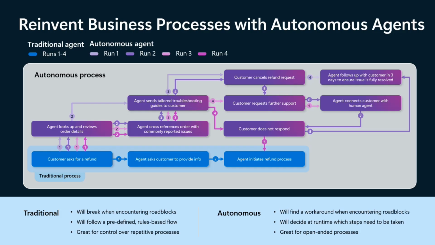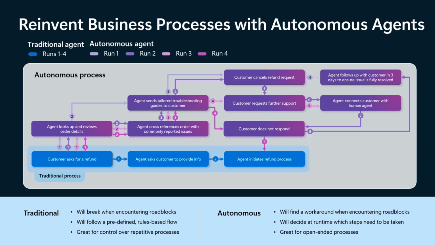So again, traditional automations tend to break when encountering roadblocks. They will follow those predefined rule-based flows, for better or for worse. But don't be mistaken, these are still very important because they're great for control over repetitive processes. Now, autonomous, though, it finds that workaround when encountering roadblocks, or it pulls that human into the system whenever it finds that, and then learns along the way. And it decides, like I said, at runtime, which steps need to be taken in order to complete that specific job. These are really great for open-ended processes.